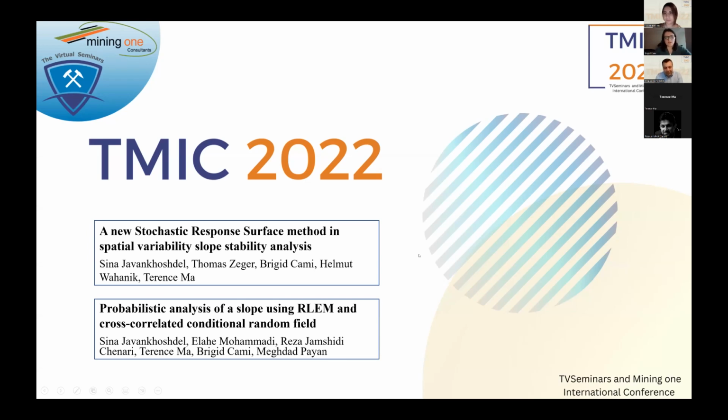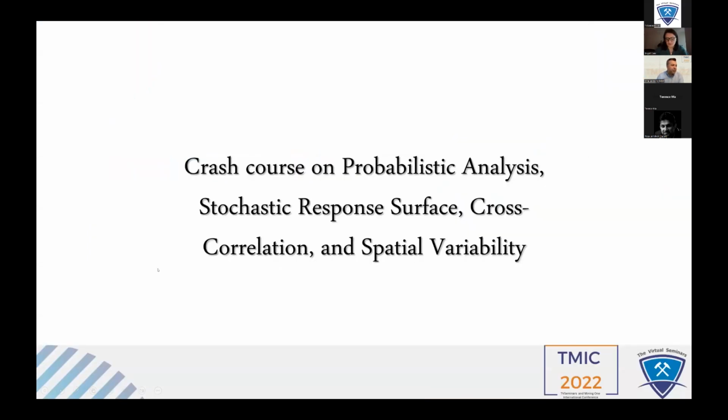So the reason we decided to present together is because those papers are based on a foundation of stats. So we'll start with a general background, so we don't have to do it twice for both presentations. So these are the two papers. Like I said, the first part will be sort of a crash course on probabilistic response surface, cross-correlation, and spatial variability.